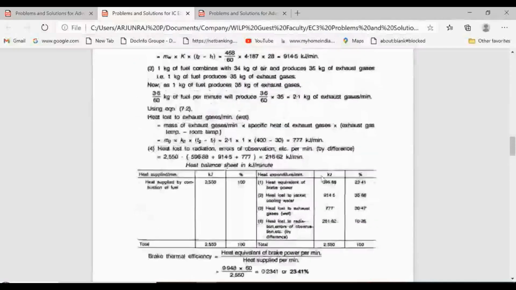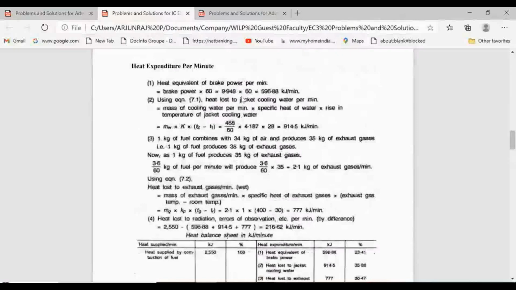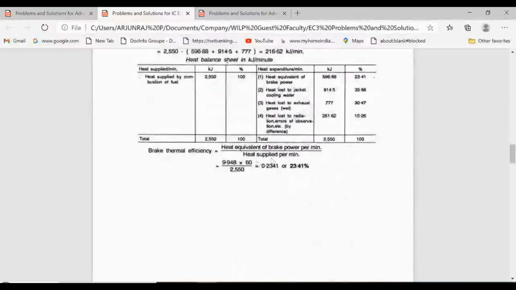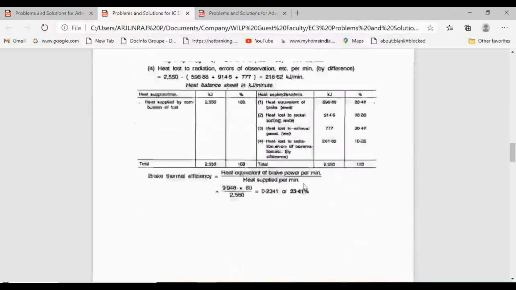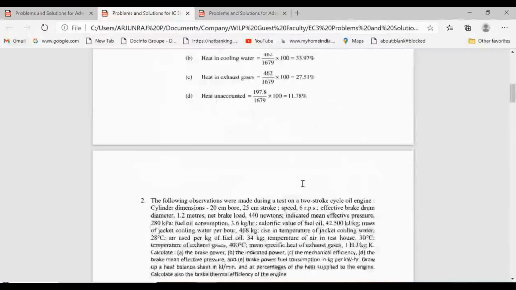So the heat equivalent of brake power per minute is 9.9 into 60, divided by the heat supplied. You get the thermal efficiency, and you need to multiply it by 100. So it is the same; there is no difference between the two problems. Even in the last problem we have calculated it.